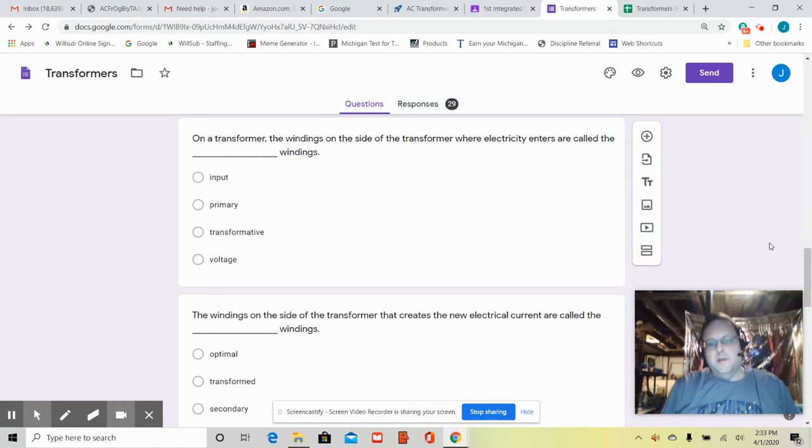Other countries are a little bit different. Some maybe 50. It just depends on where you are. But the United States is 60 hertz as the standard.